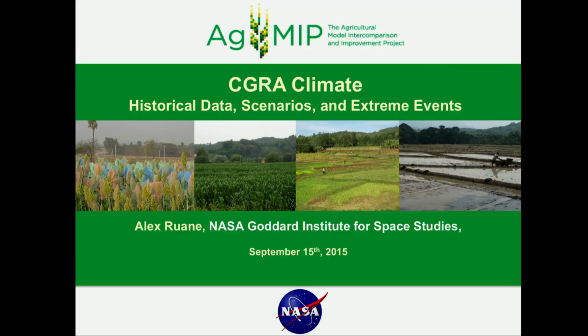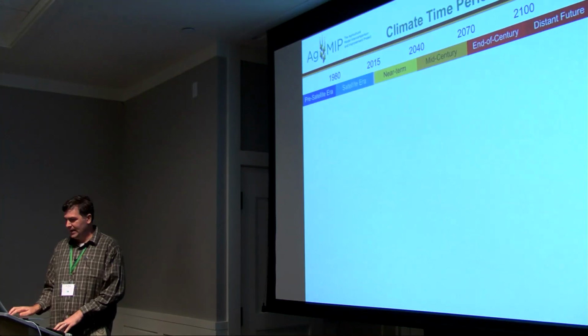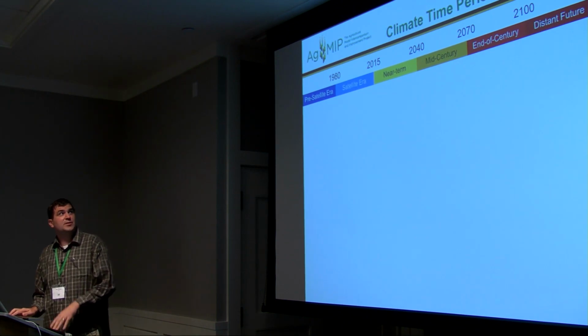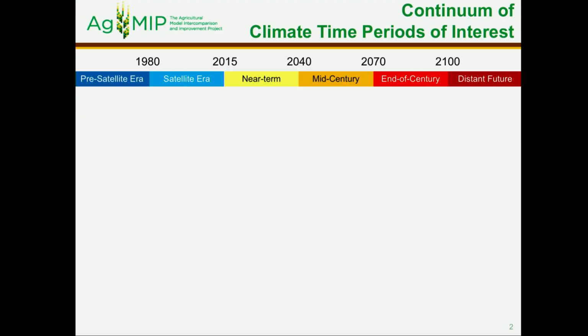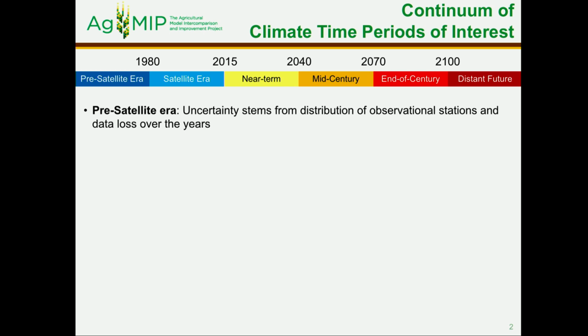So I have a very short time here to go through what is, of course, a very big topic. I'm going to try to update people in the room about where AgMIP is in many of its climate activities now, and then I have some proposals for the CGRA up for discussion this week. So the first thing, of course, is that there's this continuum that we've heard about throughout this week of periods of interest within the climate, as the climate goes forward. And I'll just very quickly go through some of these.